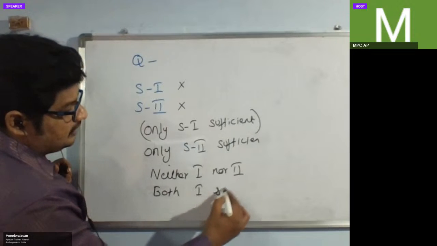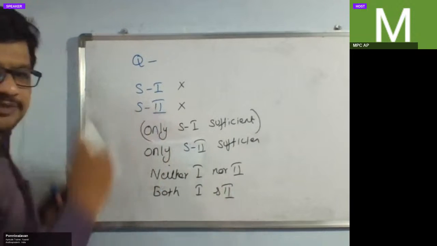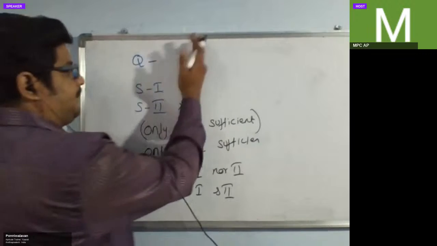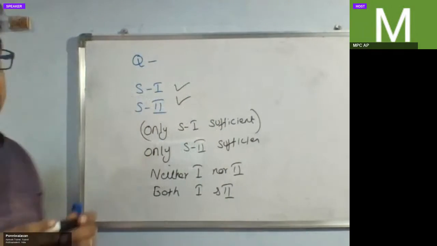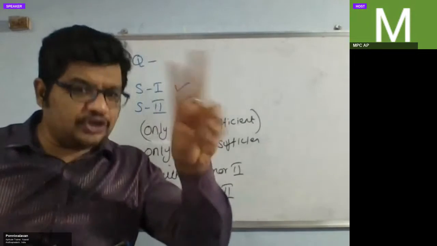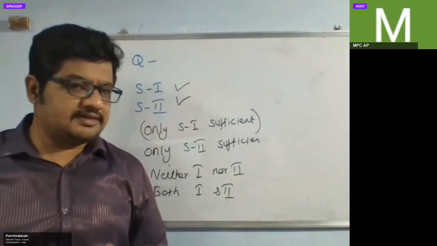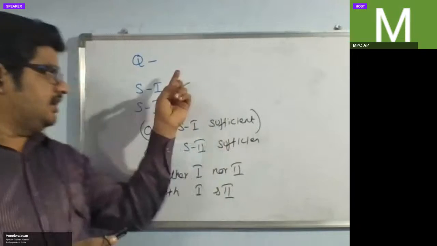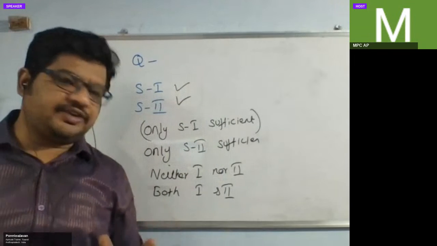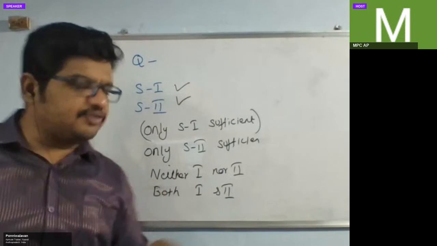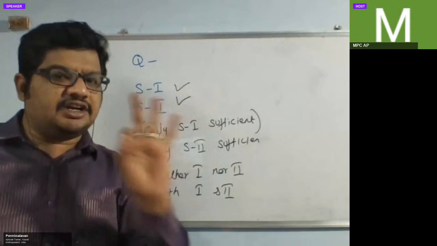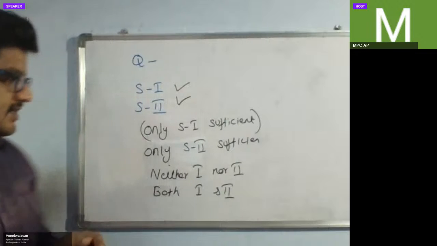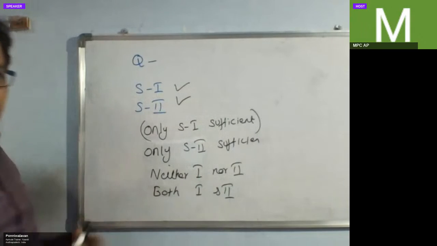Both 1 and 2. What is meant by both 1 and 2? Only if we get both clues can we find the answer. If any one is missing, we are not able to find it. Both statements are needed to give the answer. That is called both 1 and 2.